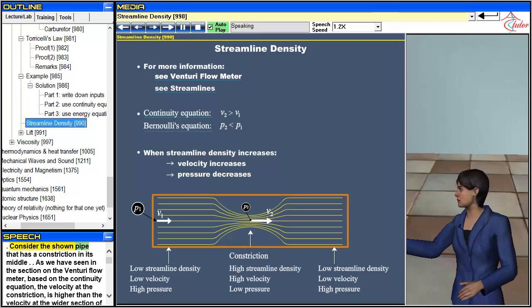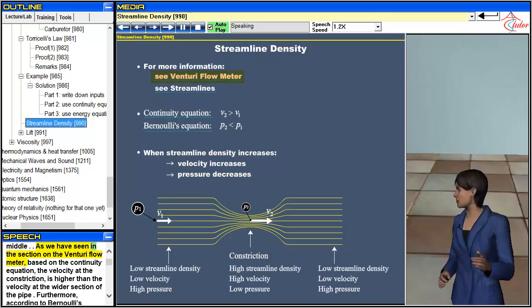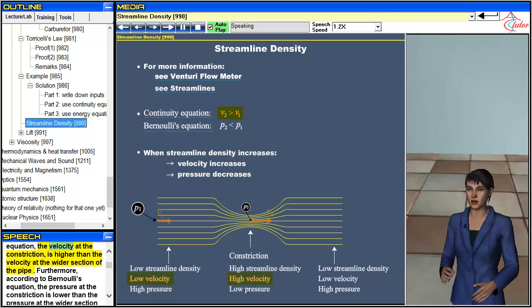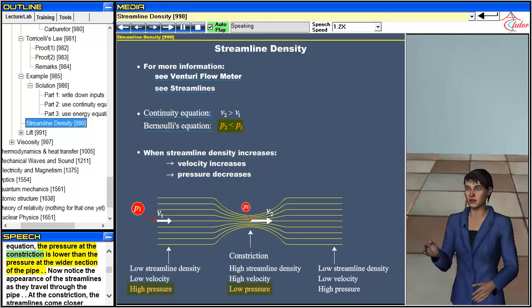Consider the shown pipe that has a constriction in its middle. As we have seen in the section on the Venturi flow meter, based on the continuity equation, the velocity at the constriction is higher than the velocity at the wider section of the pipe. Furthermore, according to Bernoulli's equation, the pressure at the constriction is lower than the pressure at the wider section of the pipe.